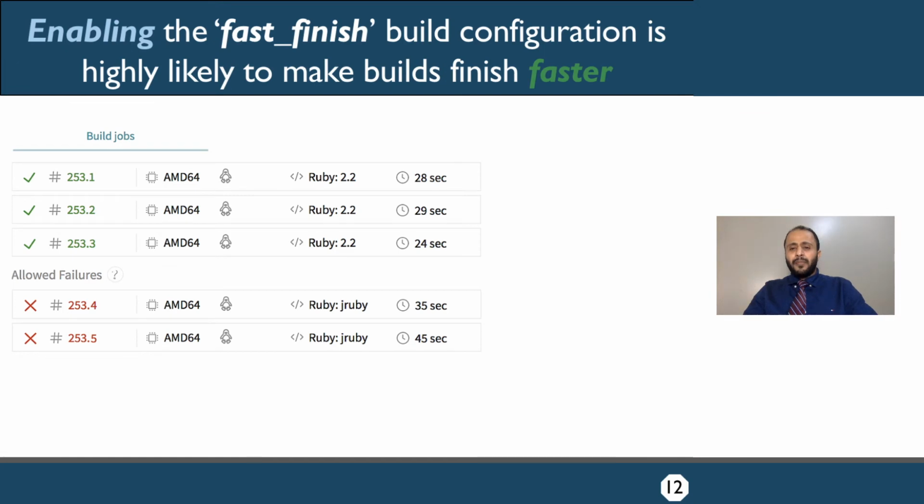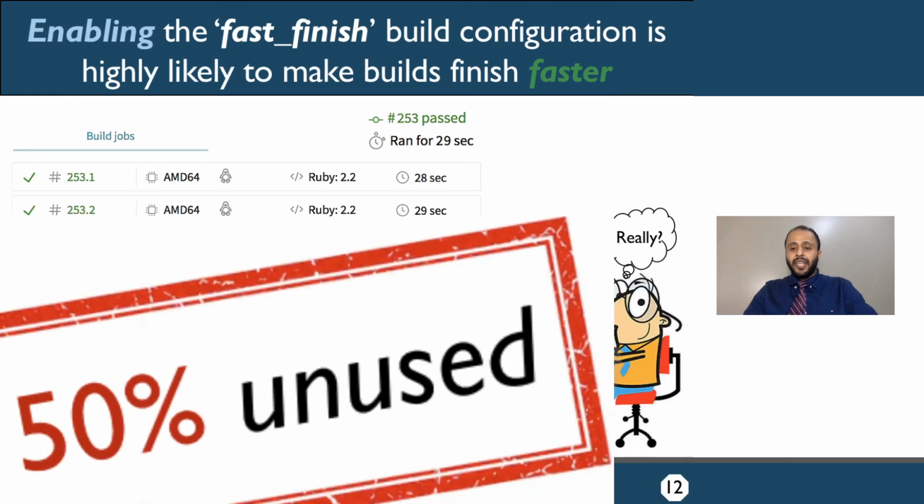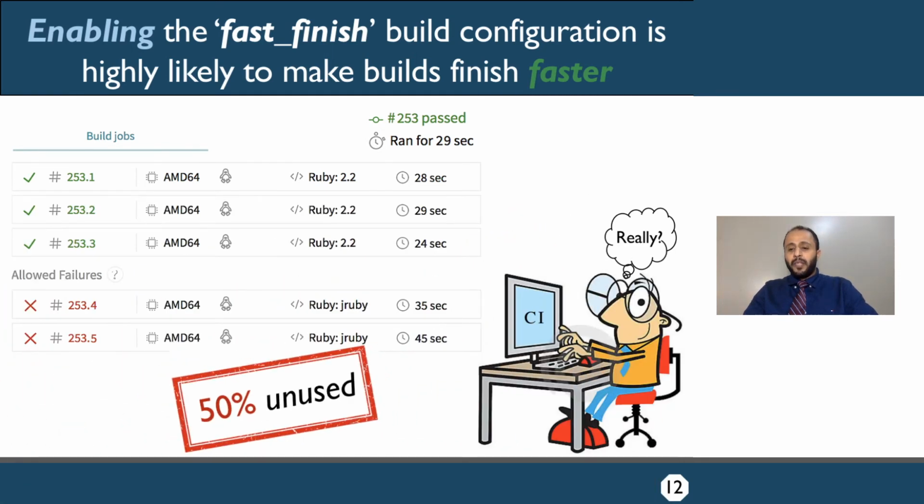Another observation is about configuring builds to finish as soon as the required jobs finish, which has shown a high association with finishing builds faster. That means builds are not going to wait for the allowed failure jobs, which are usually used as experimental jobs and do not affect the overall build status. However, we found that such a configuration is not being used in 50% of the projects in our dataset.